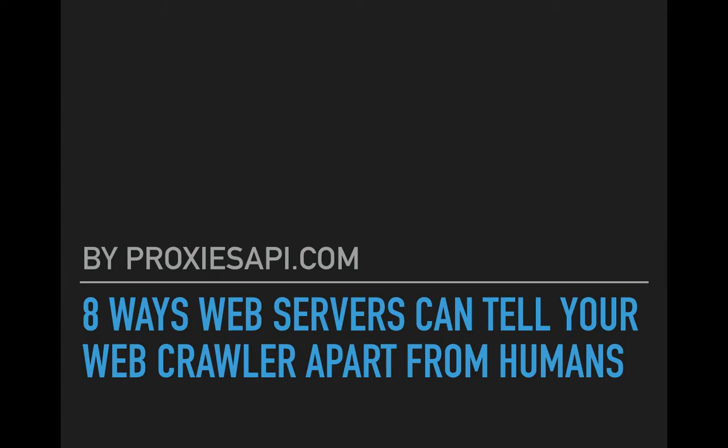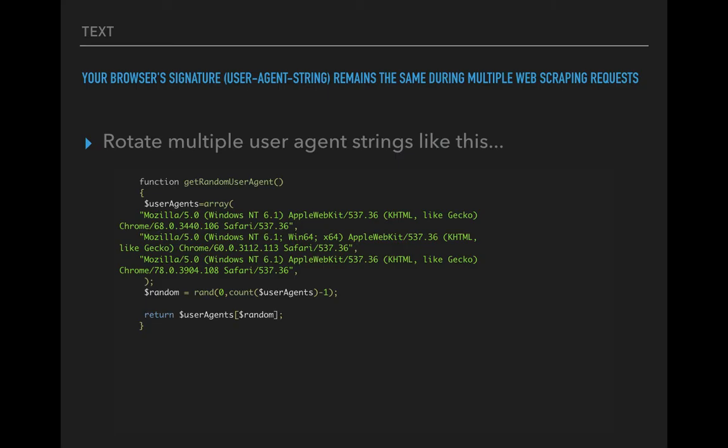But these are the main ways, and we gathered them over the years in almost 100 different web crawling, web scraping projects. And here are the common themes. Okay, 8 ways web servers can tell your web crawler apart from humans.